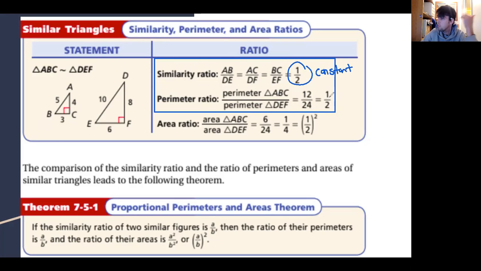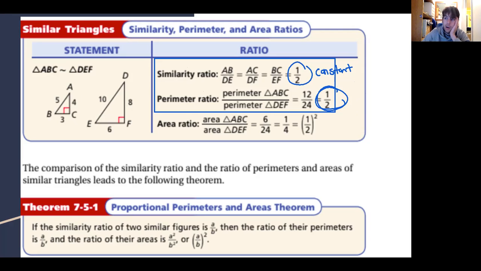Well, it turns out the ratio of the perimeters follows that same ratio. So the similarity ratio for our triangles is going to be the same as the similarity ratio of their perimeters. Because if we add all these up, we get a perimeter of 12 and a perimeter of 24. 12 over 24, same ratio. That always works. The ratio of the sides is going to match the ratio of the perimeter. That kind of makes sense. I mean, we calculate the perimeter just by adding up the sides, so why wouldn't they follow the same rules?